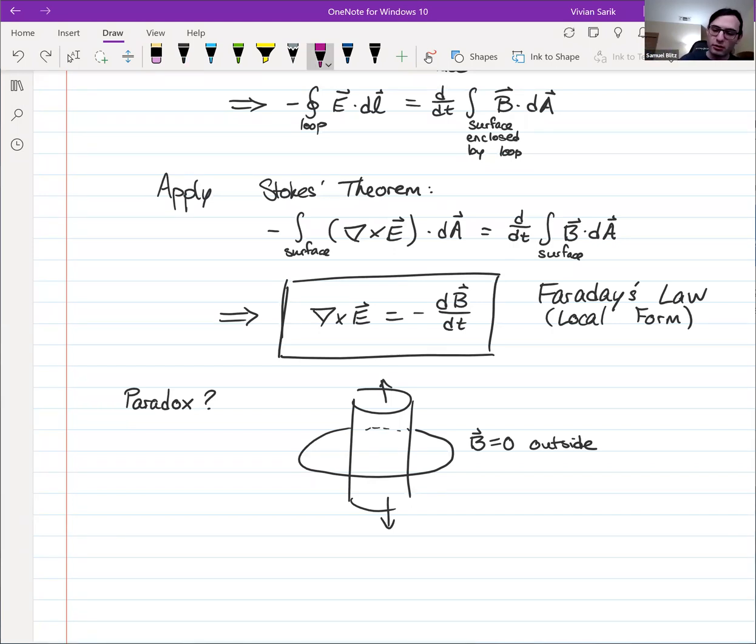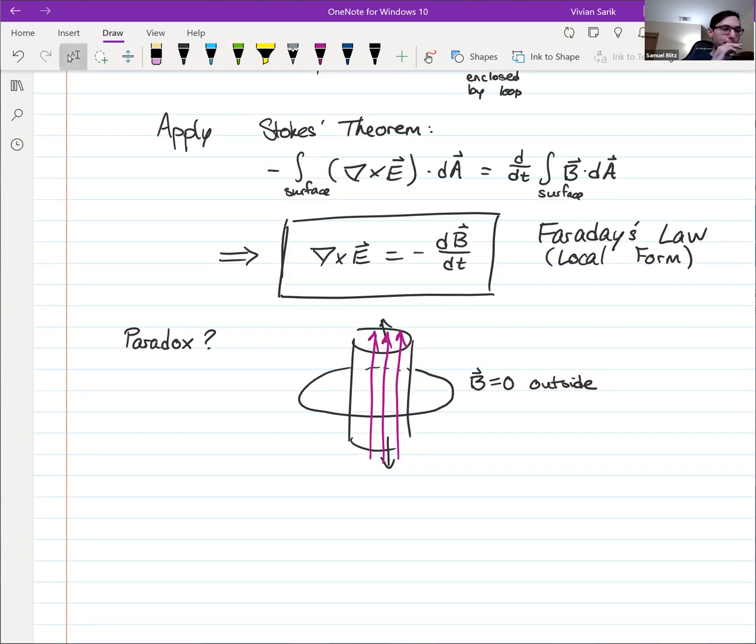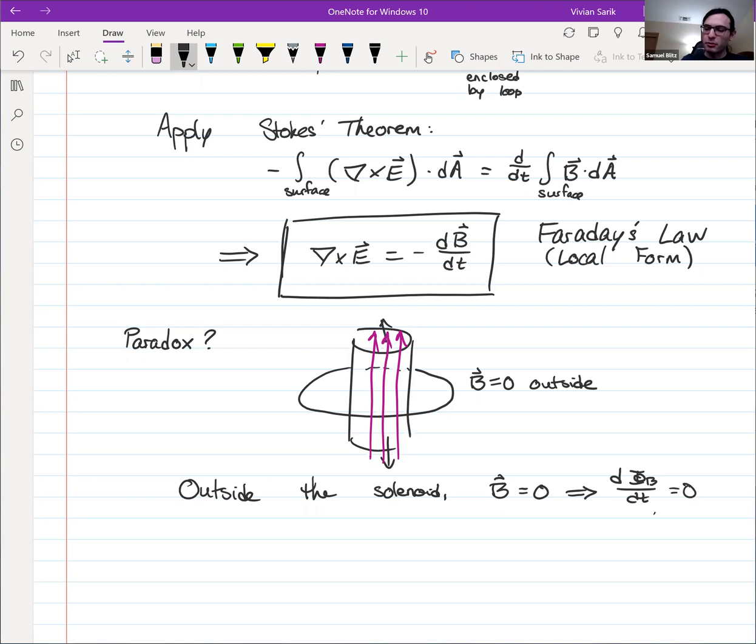Sorry, let me just draw this in. So what we can establish is that outside the solenoid, B is 0, which implies that d phi dt is 0 outside. But it's not 0 inside, and that's the important part.